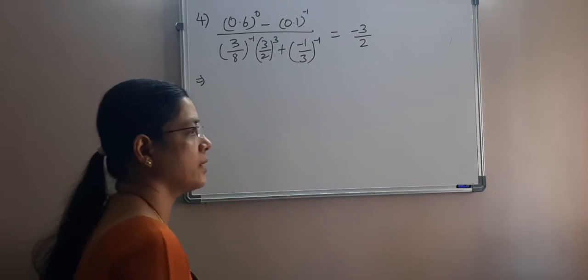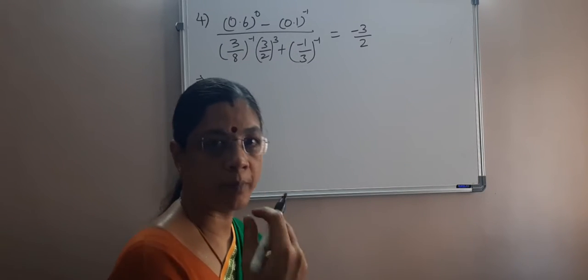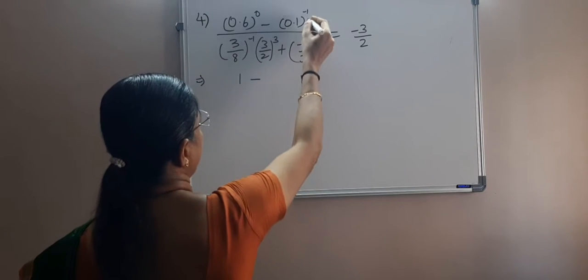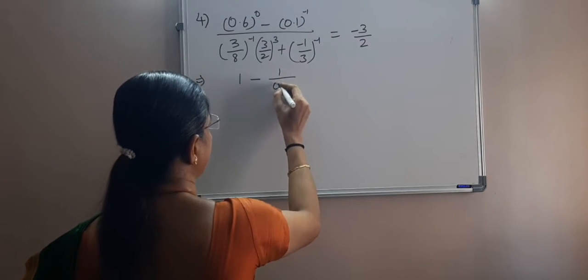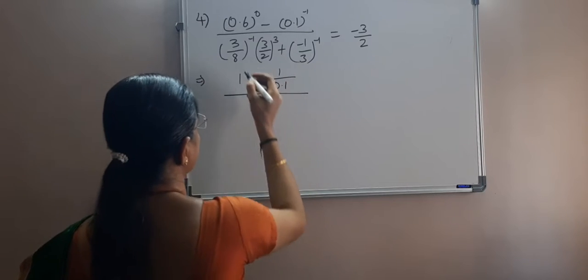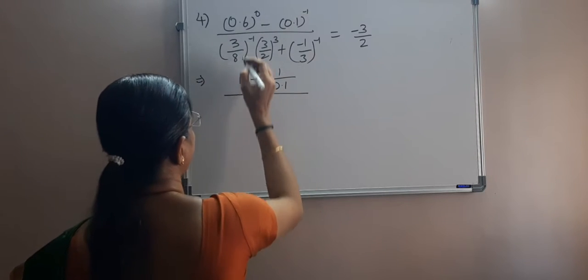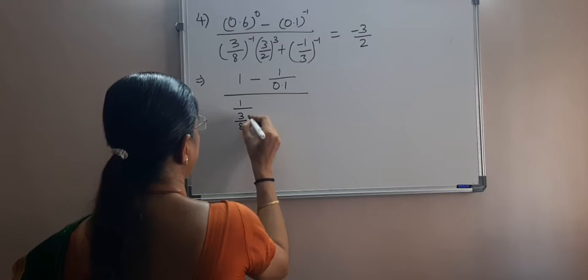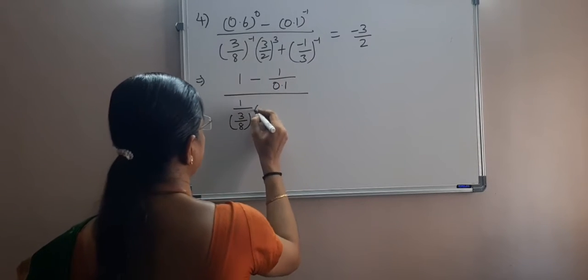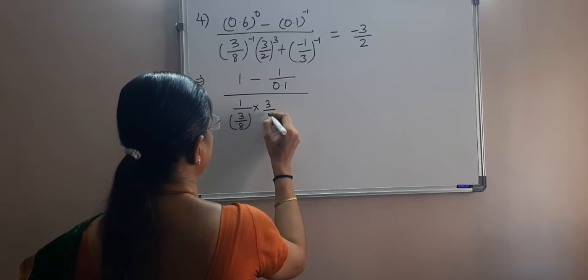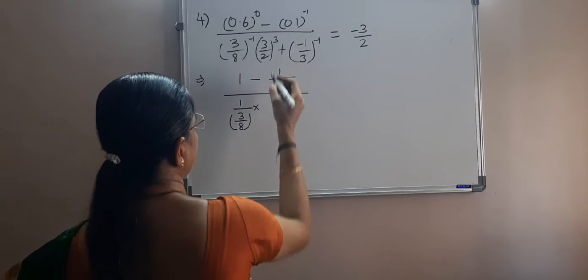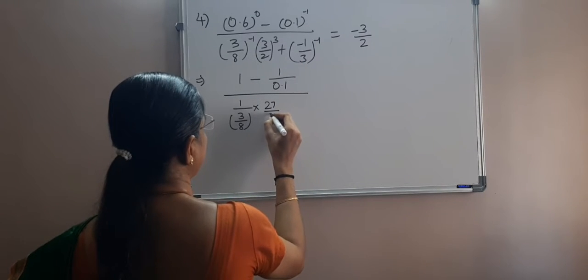0.6 the whole power 0. We know any number to the power 0 will be equal to 1, isn't it? So 1 minus, and here we have a negative exponent, so bring it down to become a positive exponent. And here 3 by 8, so 1 divided by 3 by 8 again, because it is a negative exponent, into 3 by 2 the whole cube. So let me expand this to simplify. So this becomes 27 by 8.